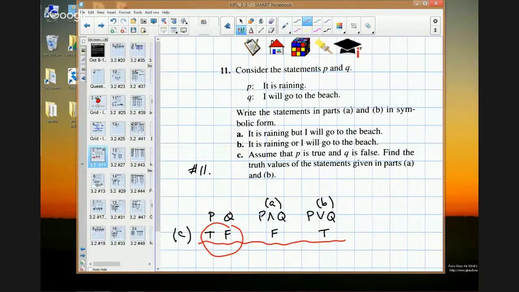And now I guess we're supposed to do the but. If you go back to part A, remember but is the same as and, right? So P and Q, what? That's only true when they're both true, so that one's got to be false. And P inclusive or Q is what? Only false when they're both false. Well, they're not both false, so that one's true. So hopefully that makes some sense. That's what they were looking for you to do in 11 part C.